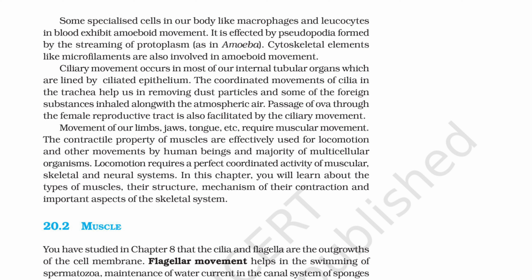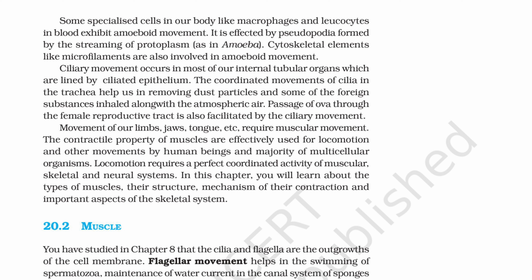Movement of our limbs, jaws, tongue, etc. require muscular movement. The contractile property of muscles are effectively used for locomotion and other movements by human beings and majority of multicellular organisms. Locomotion requires a perfect coordinated activity of muscular, skeletal and neural systems. In this chapter, you will learn about the types of muscles, their structure, mechanism of their contraction and important aspects of the skeletal system.